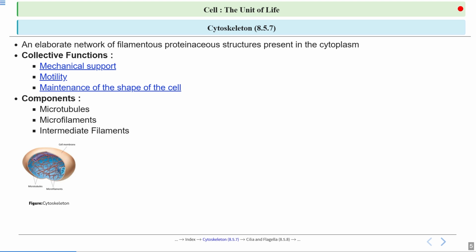It helps in the cell movement. It enables the cell movement as well. It also facilitates intracellular transport, meaning the transport within the cell. Intra means within the cell. Clear? Now, the most important function was maintenance of the cell shape.